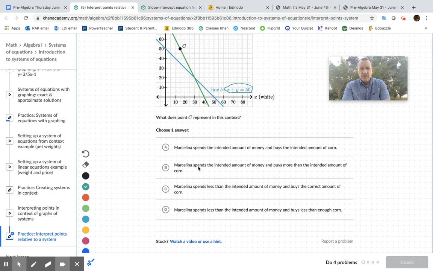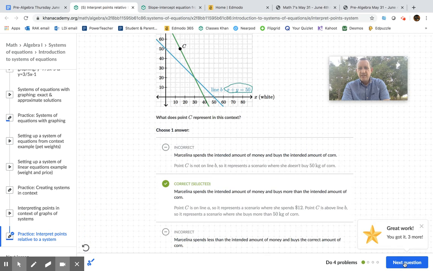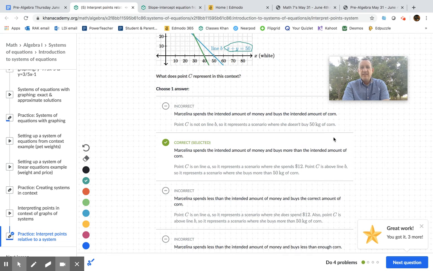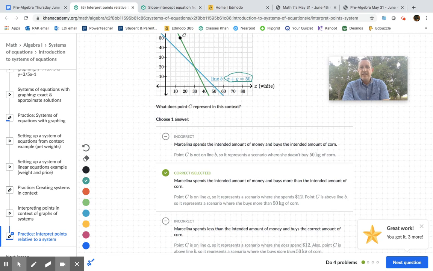So let's look at option 2. Marcella spends the intended amount of money. Yes. She buys more than the intended amount of corn. Okay, so it's up here above that line, so that means it must be more. I think. So let's go ahead and check and see if that's right. Yay, I got it right. If you don't get it right, look at the hint and just try it again.